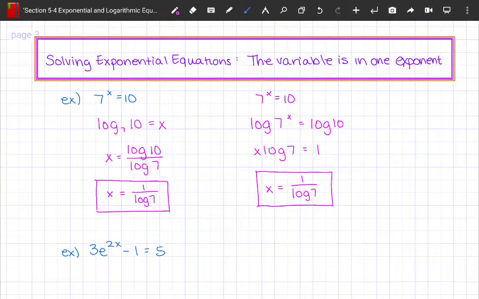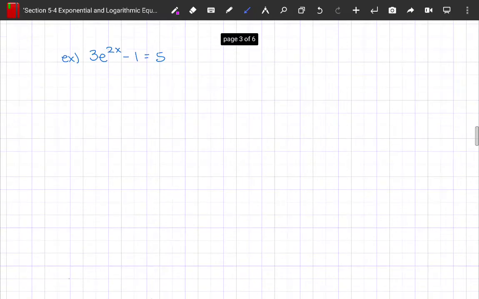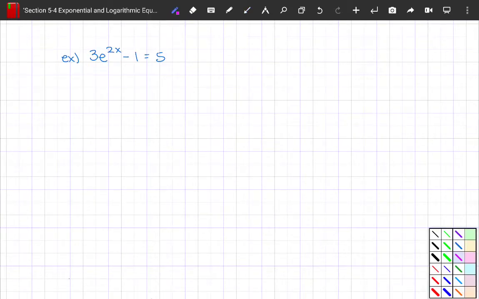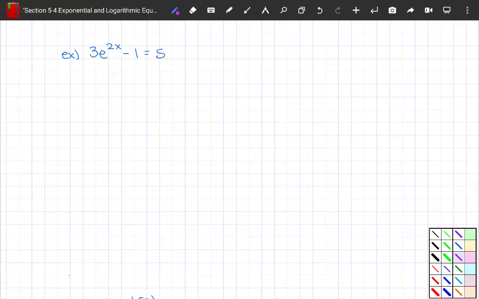Okay, let's take a look at this one. We're going to do this one together too. In general, now it's a little more complicated. There's a little more going on in the problem, but we still have a variable in the exponent. So what you always want to do is isolate the exponential part first. That means get the base and exponent by itself. We have to get rid of the 3 and the -1. So we're going to do what we normally do. We're going to add 1 to both sides, and then we'll divide by 3. And then in this case, since I have a base e, I'm going to use the natural log.